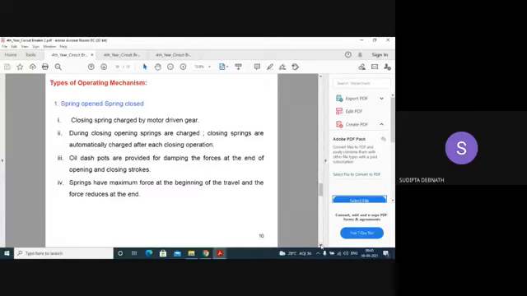Now the types of operating mechanism. Am I audible properly? Yes, ma'am.